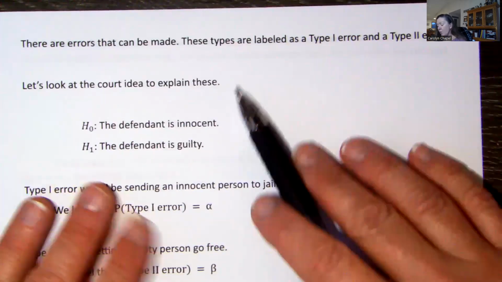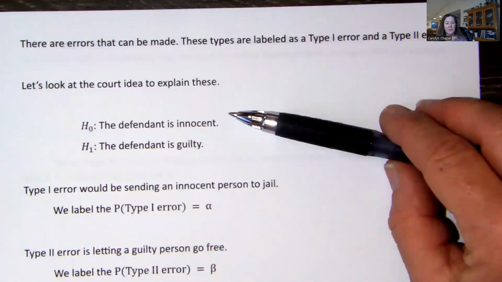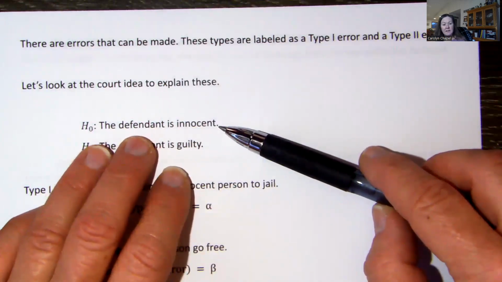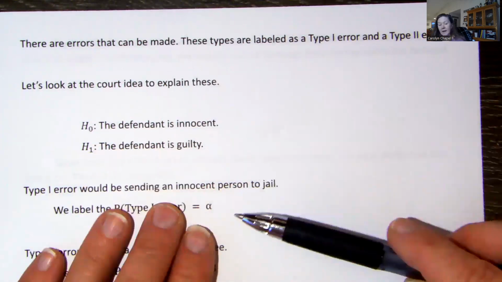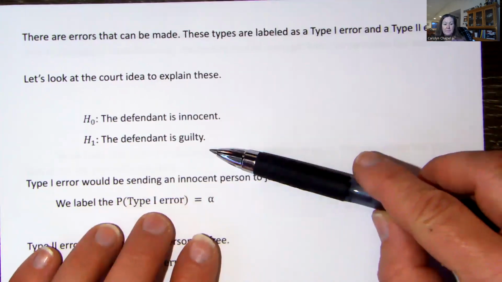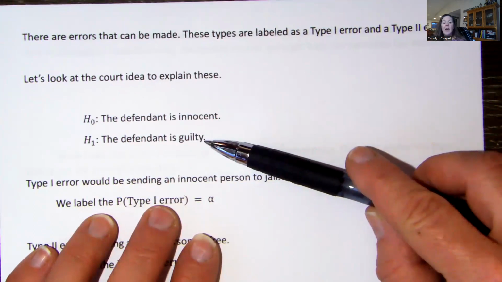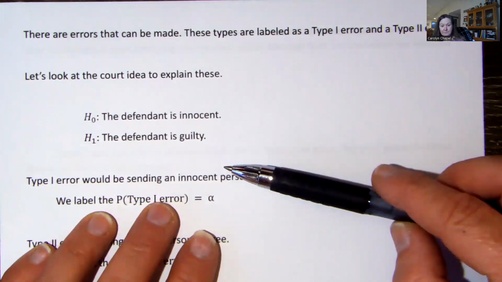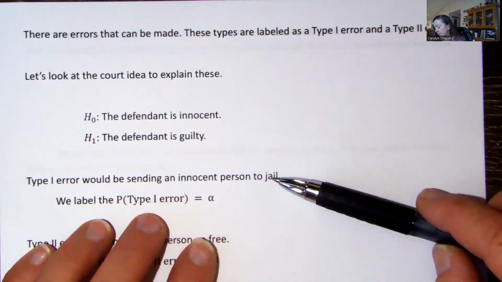And I'm going to go to our court idea because I think that is something a little bit easier to understand. So again, the court was: the defendant is innocent. The alternative, he was guilty. A type 1 error would be sending this innocent person to jail. So we found enough evidence to prove that they were guilty, and we send them to jail. That would be a mistake because our person was not in fact guilty. So they're going to jail.